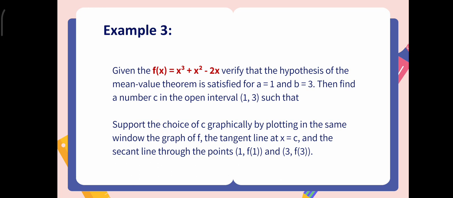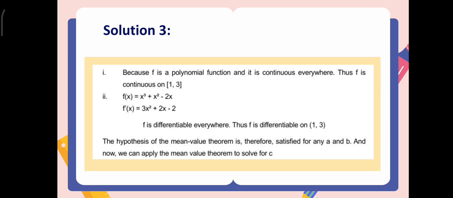Let us support our choice later by graphically plotting in the same window or in our PPT. I will show you the graph of f that is tangent to the line at x equals c, and the secant line through the points 1, f of 1 and 3, f of 3. You may pause the video if you want to solve this. Now let's have the solution. So let us verify the hypotheses of the mean value theorem. There are only 2.